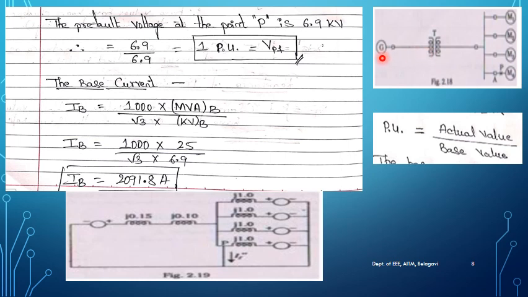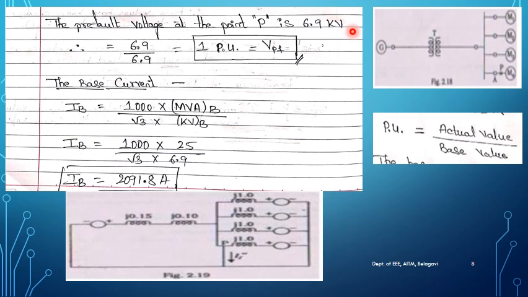After finding the reactance value of each component, that is the subtransient reactance and transient reactance of the generator, transformer, and the various motors, next we need to determine the pre-fault voltage. The pre-fault voltage at point P we already know is 6.9 kilovolt, from this motor. The motor has a rating of 6.9 kilovolt, and for that reason point P has a voltage of 6.9 kilovolt.